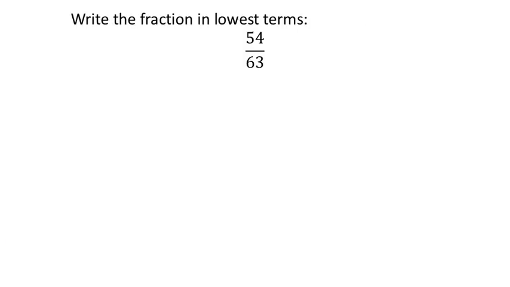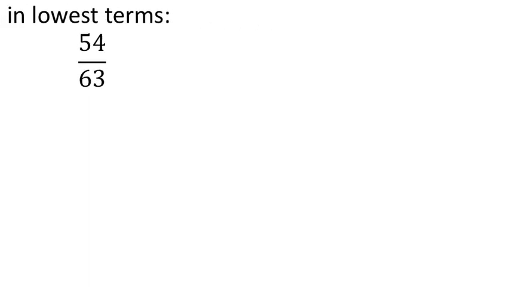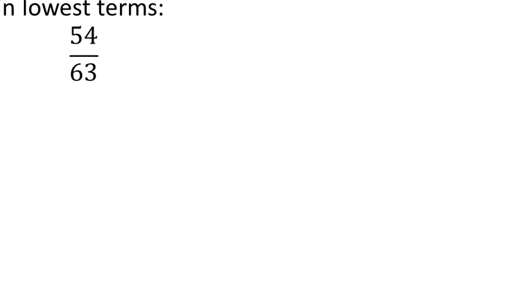So this one is exactly the same, 54/63, but I'm going to be using prime factorization. Now, I would say that prime factorization may take a little longer. I don't care if it takes a little longer. What I need out of this is the prime factors of first 54, and then we will do 63.